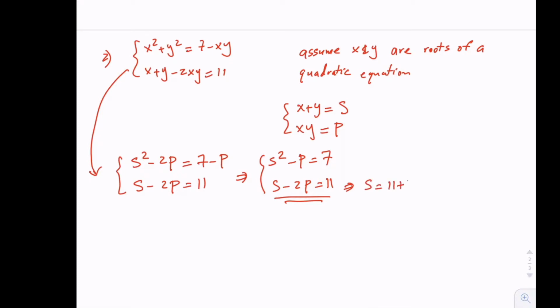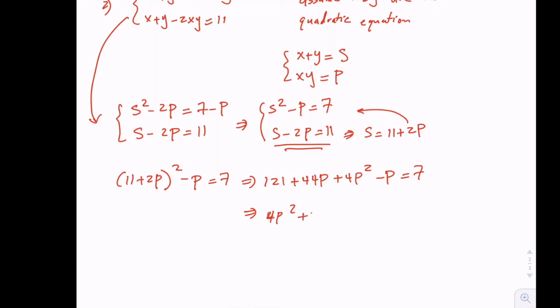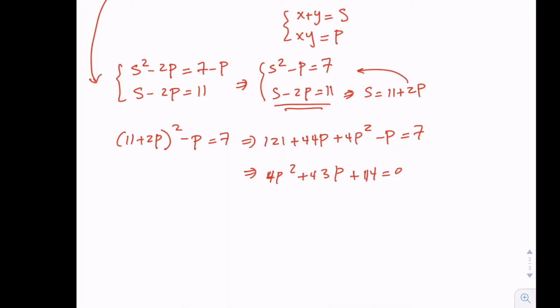S will be 11 plus 2p, and replace it into the first equation. So we get (11 plus 2p) squared minus p is 7. So 121 plus 44p plus 4p squared minus p will be 7. And from there, 4p squared plus 43p plus 114 will be 0. And now we need to solve this equation.